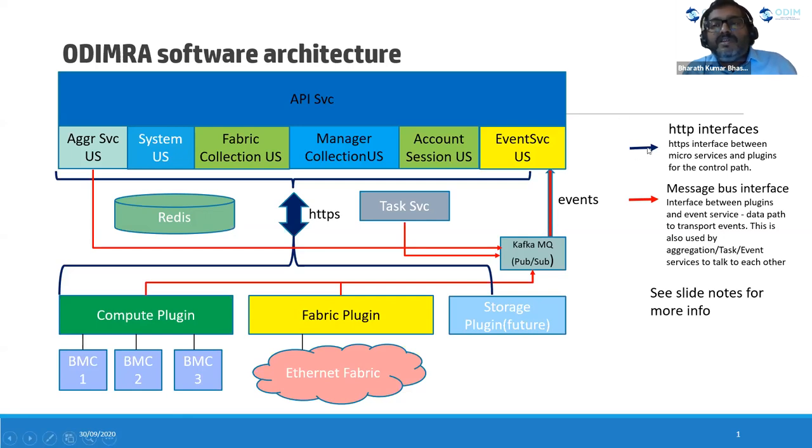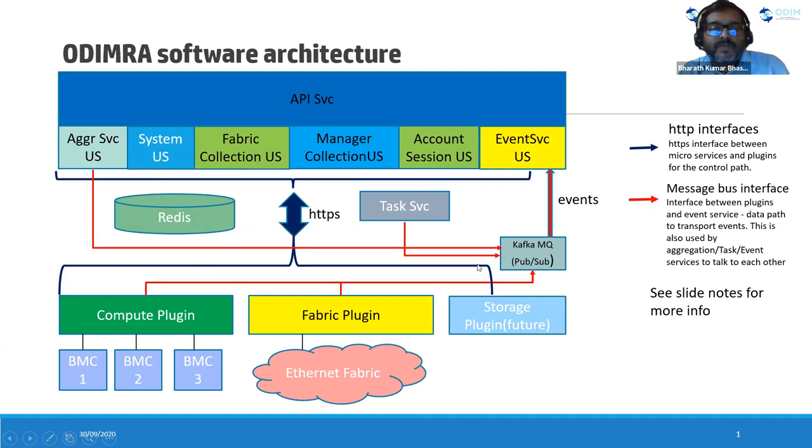Now, if you look to the right, you have the description of the interfaces. The dark blue interfaces are the HTTPS interfaces, and the red arrows depict the message bus interface. So all these API services, services and collection microservices interact with the devices via the compute plugin when needed.